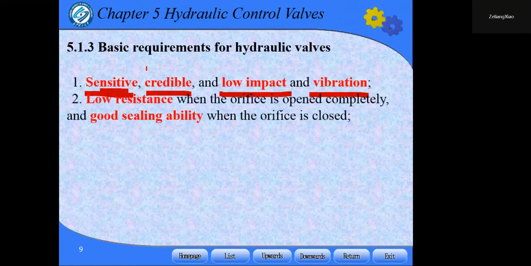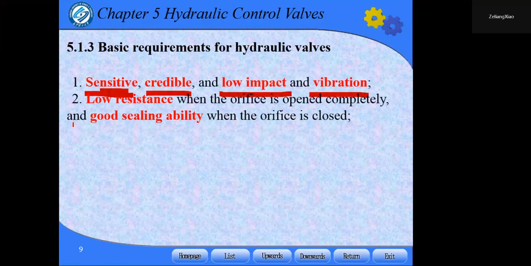The third requirement is low resistance when the orifice is opened completely, and good sealing ability when the orifice is closed. We can understand this easily, because when the orifice is open, we hope the pressure oil can go through with very low resistance. Otherwise, it will cause energy loss, or in some cases some pressure leakage.